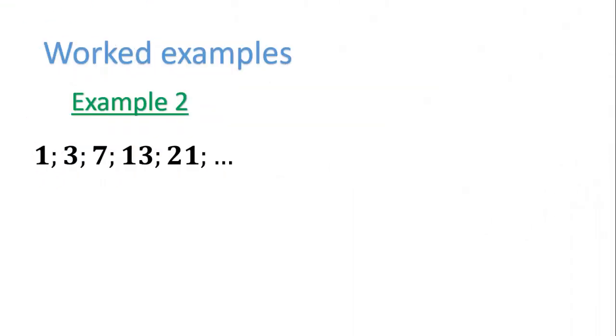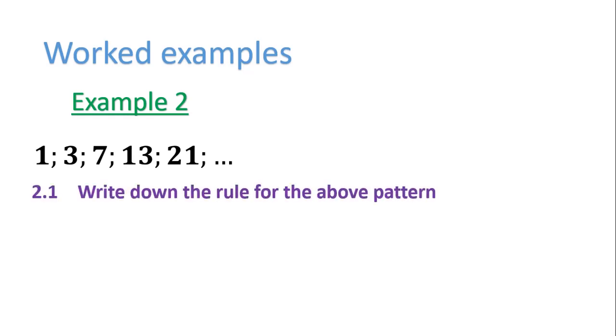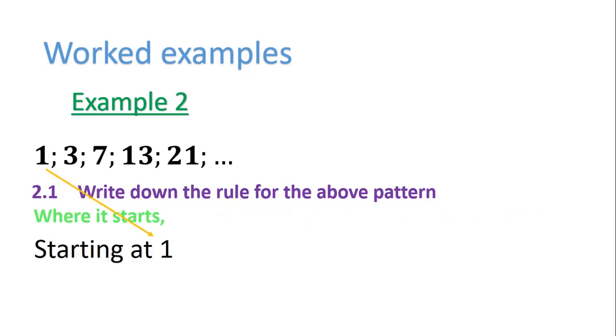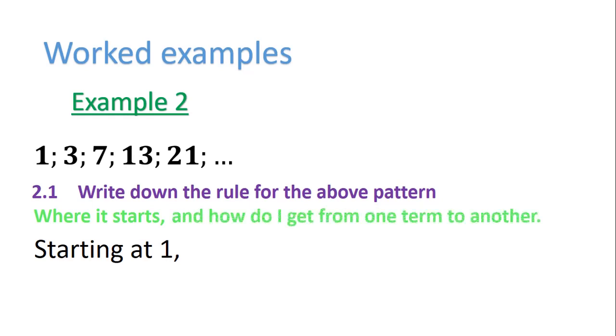Example 2. 1, 3, 7, 13, 21. Now this is a little bit more tricky than example 1. Anyway, let's have a look. 2.1, write down the rule for the above pattern. And again, our structure is the same, where it starts and how do I get from one term to another. Let's look at the first part, where it starts. Well, starting at 1, comma, and then we do the second part. How do I get from one term to another?